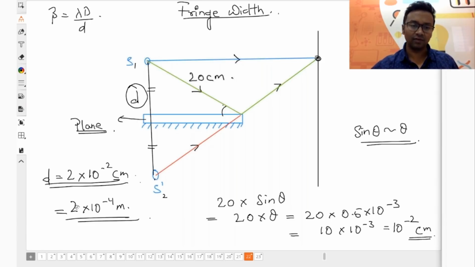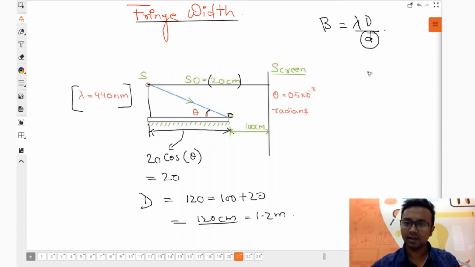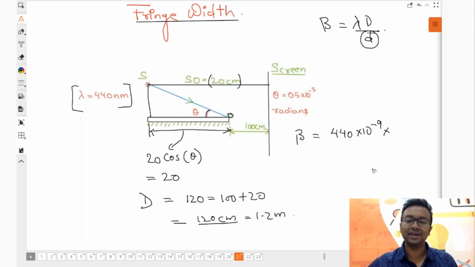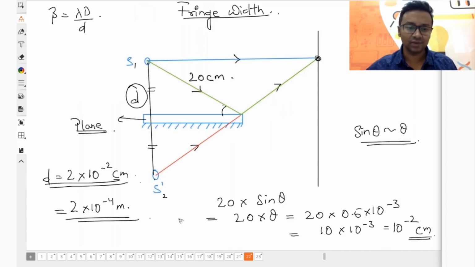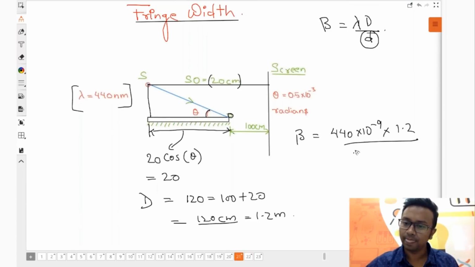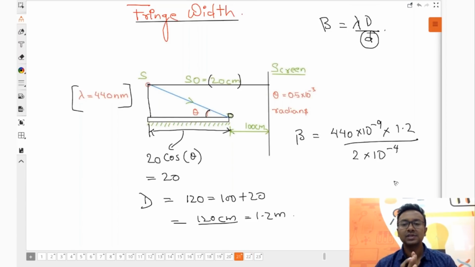We know the value of small d. We know the value of capital D. So beta will be equal to lambda, that is 440 into 10 to the power minus 9, into capital D, which is 1.2, divided by small d. Small d's value is 2 into 10 to the power minus 4. Students, this is going to be the value of your fringe width.